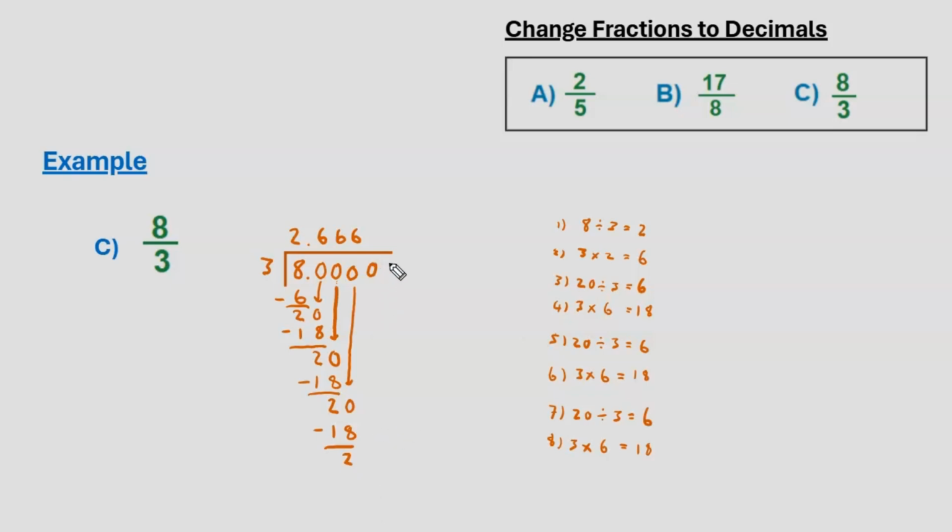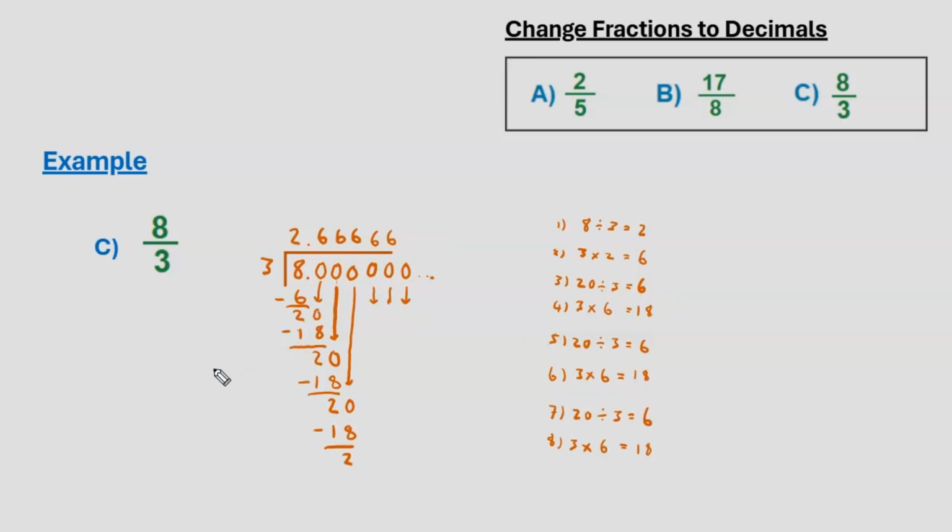We could keep writing zeros, and we could keep bringing them down, but it's going to keep happening that we're going to have 20 minus 18 each time, and we're going to keep getting 6's on top, on and on and on. That's because 8 over 3 is a repeating decimal when it is converted to decimal form.